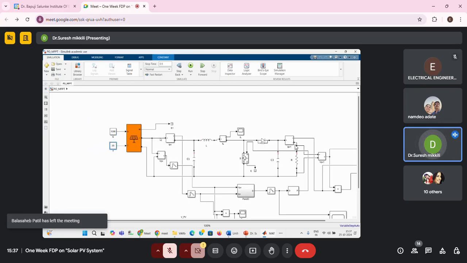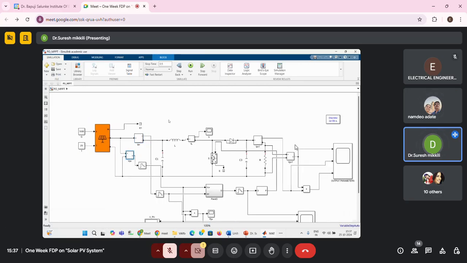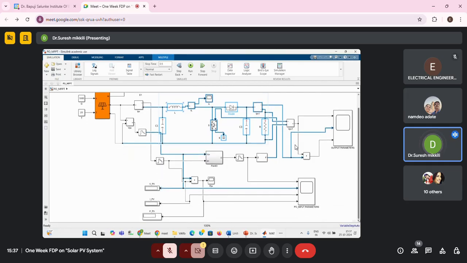Now I have calculated IPV, then VPV. After that, I have considered the converter. After taking the converter, what do I need to consider? The MPPT algorithm needs to be considered. So for considering the MPPT algorithm, what have I taken?